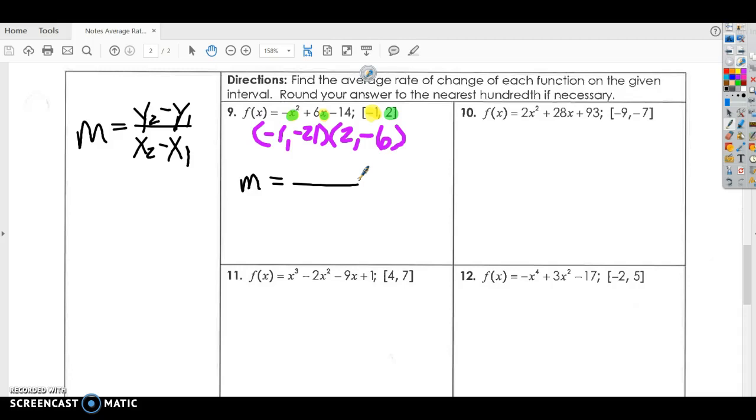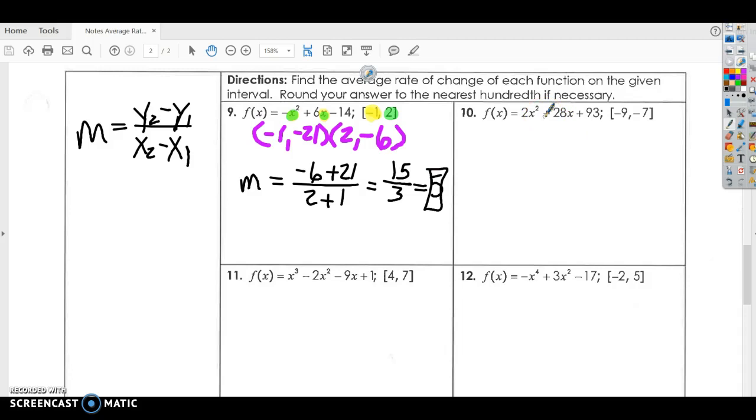Okay, if I start with the second point as y2, I'm going to have -6 minus -21, which is +21. And then I'm going to have 2 minus -1, or +1, and that gives me 15 over 3. That reduces to 5. So my average rate of change here would be 5. These are all basically the same. Since this is another quadratic that's cubic, you still just plug it in.